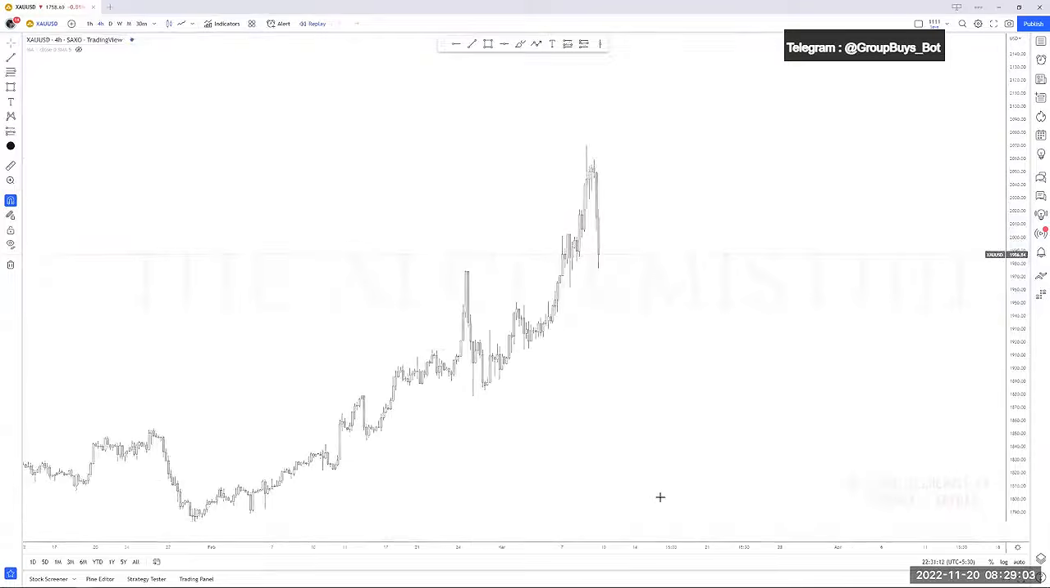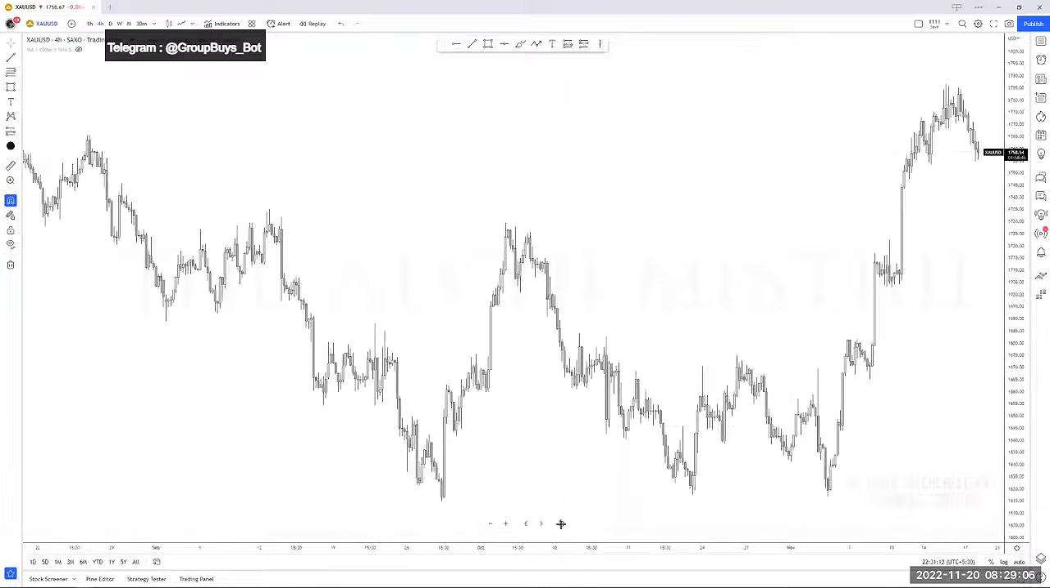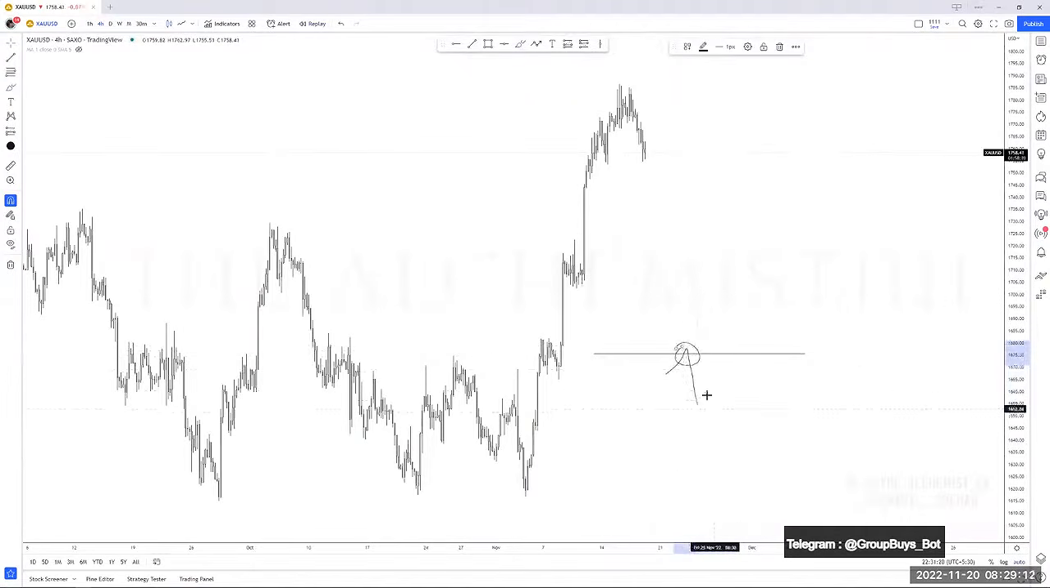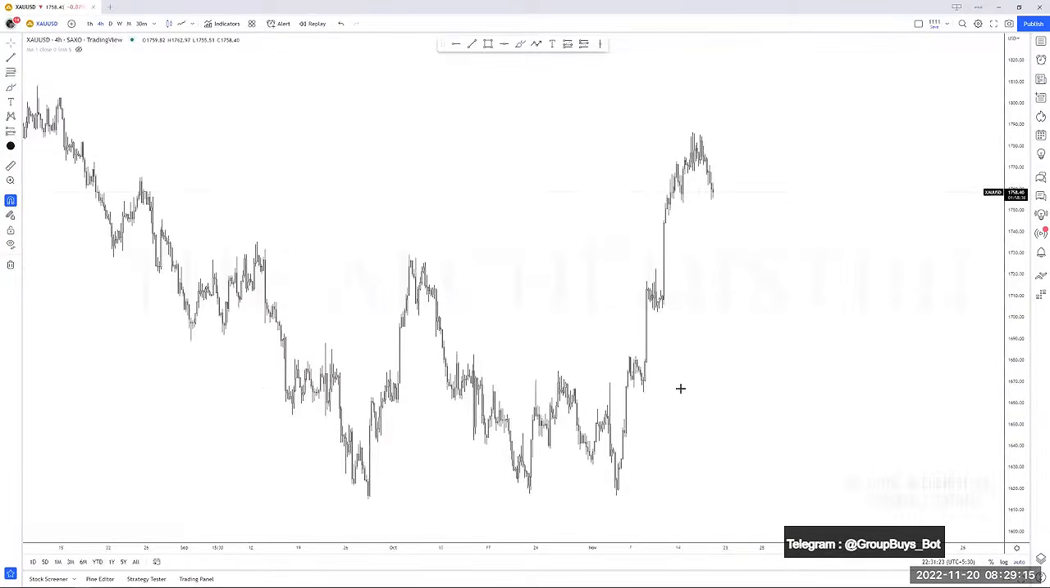Now let's talk about the confirmations. Again, we already talked about the confirmations. What are the confirmations? It has to close below that level, and one time frame or two time frames lower, you have to get a breakout structure.